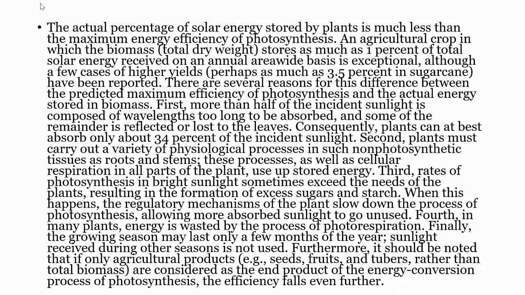Third, rates of photosynthesis in bright sunlight sometimes exceed the need of the plant, resulting in the formation of excess sugar and starch. When this happens, the regulatory mechanism of the plant slow down the process of photosynthesis, allowing more absorbed sunlight to go unused. Fourth, in many plants energy is wasted by the process of photorespiration. Finally, the growing season may last only for a few months of the year. Sunlight received during the other seasons is not used.